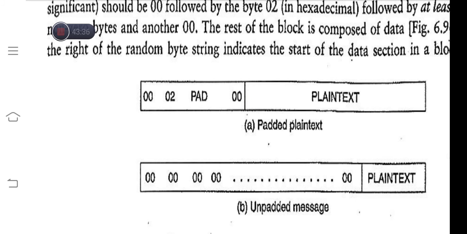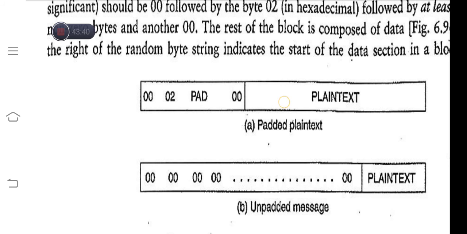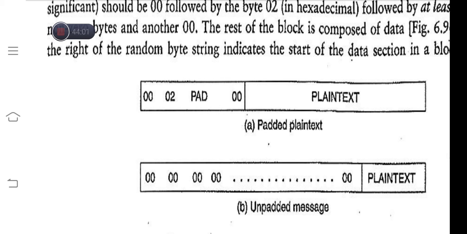So here the 00 at the end of this padding represents the beginning of the data section. That is, it indicates that the block which is composed of the data is going to begin. It indicates the start of the data section in the block. That can be identified by this 0 before the plain text.